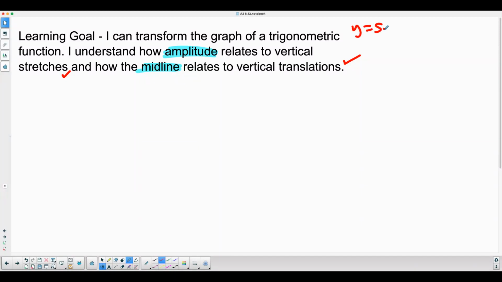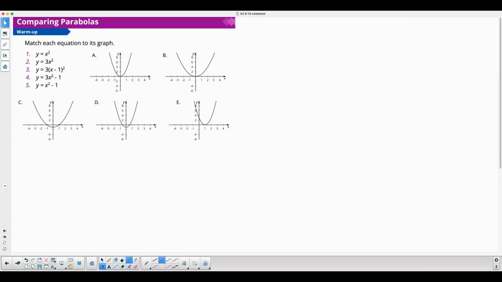Y equals sine of x, y equals cosine of x, or you could use theta if you prefer. Most of the time, honestly, we've been using theta instead of x, and we've just been putting theta on the x-axis. Theta is your angle on the unit circle. So that's what we're going to do today. You might ask, what is a midline? What is amplitude? Well, we'll get to that in a second.